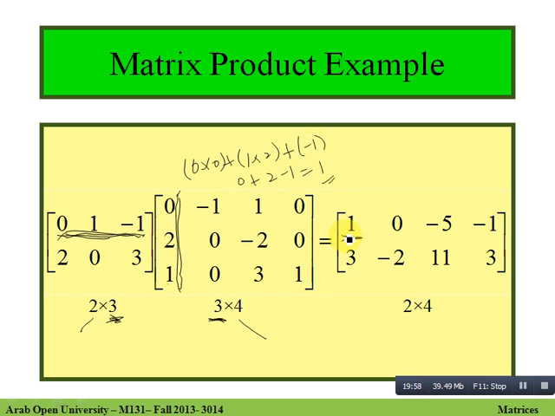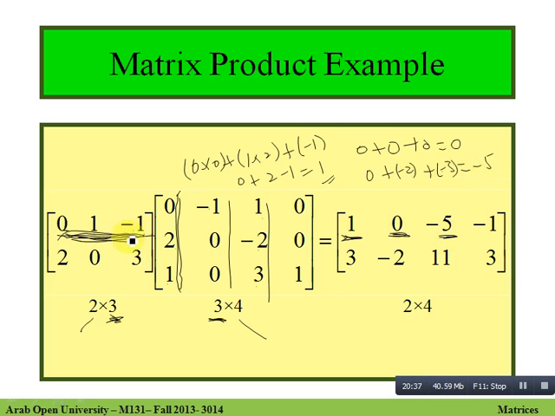Moving ahead, first row, second column will give the second element of the first row. So here you add 0 into minus 1 is 0, 1 into 0 is 0, plus minus 1 into 0 is 0, it is 0. Then first row, third column will give the third element. So 0 into 1, 0, plus 1 into minus 2, plus minus 1 into 3, minus 3. So it is minus 2 minus 3 plus 0, it is minus 5.